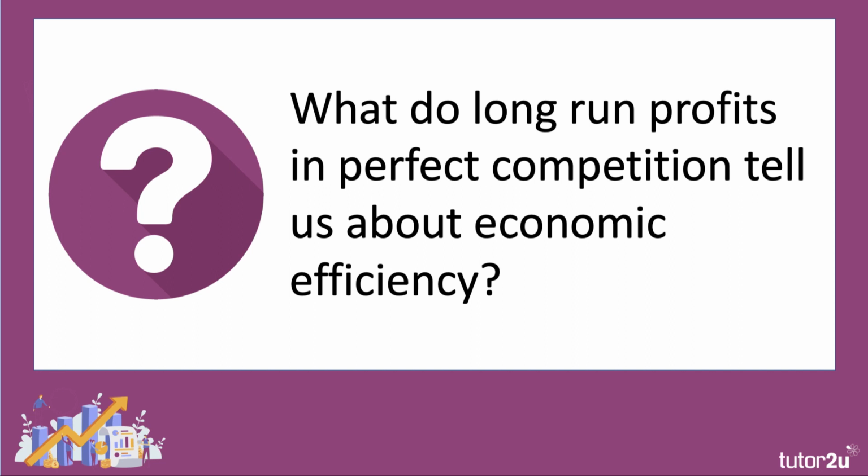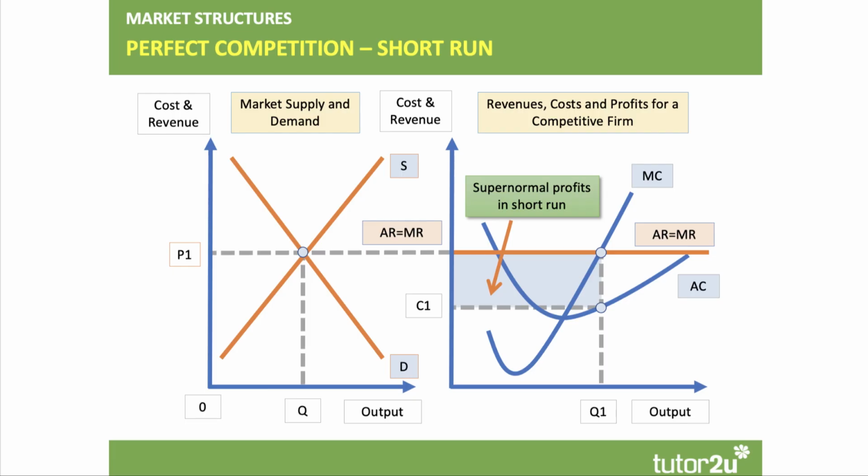However, of course, the opposite of pure monopoly is perfect competition. So what do long-run profits in perfect competition tell us about efficiency? Well, let's quickly recap what happens. Here's the short-run dynamic in the market for a perfectly competitive firm, where the market price P1, taken of course by all firms in the industry, is above cost, and the firm on the right-hand side there can make some supernormal profits in the short run.